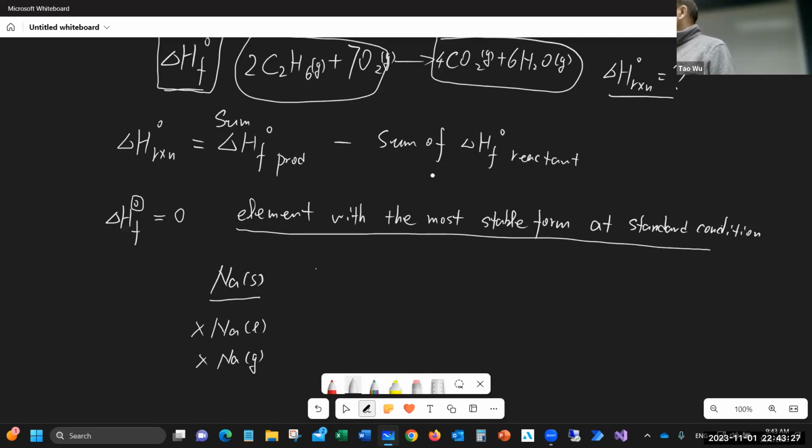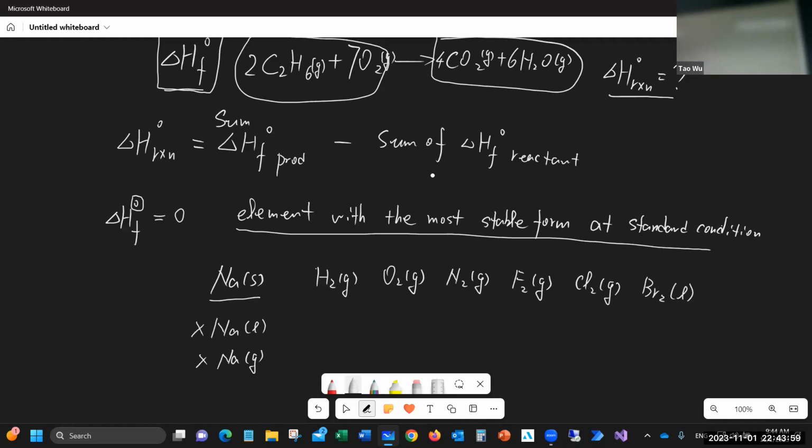There are 7 diatomic elements, right? And for those, normally the most stable form is diatomic, like hydrogen gas, oxygen gas, nitrogen gas, fluorine gas, chlorine gas, and bromine, and bromine is a liquid at room temperature.